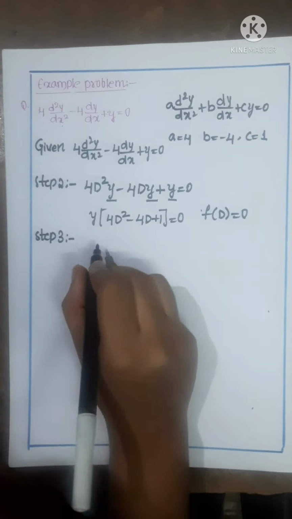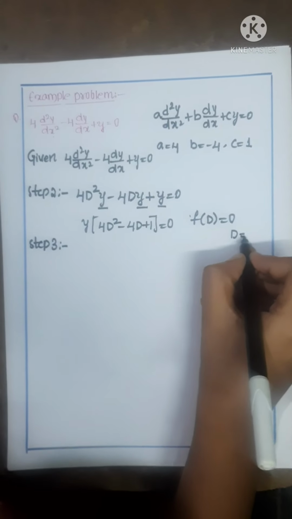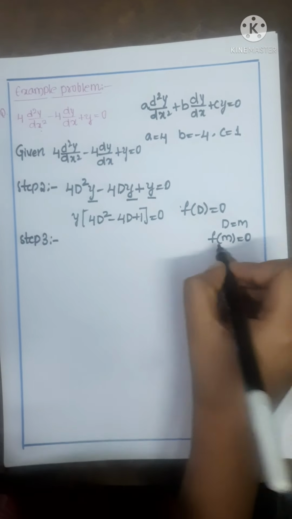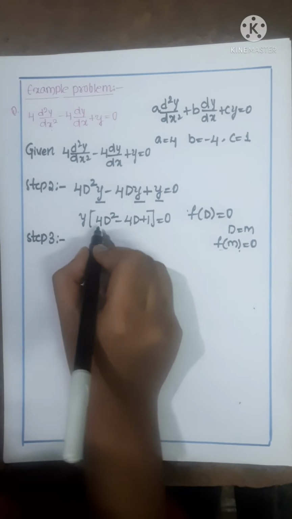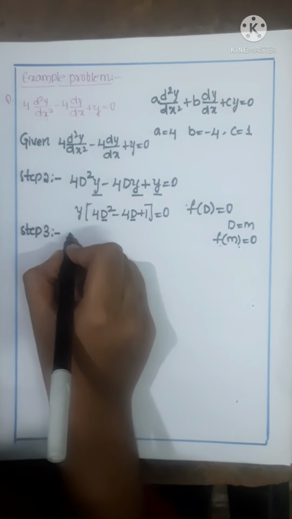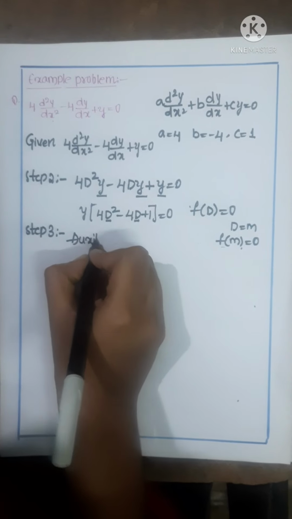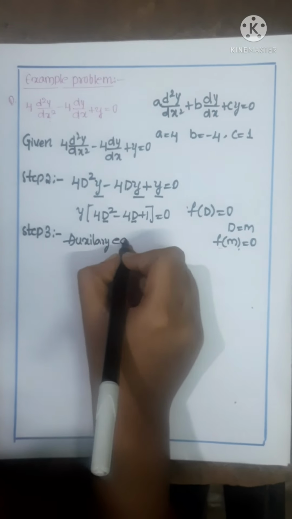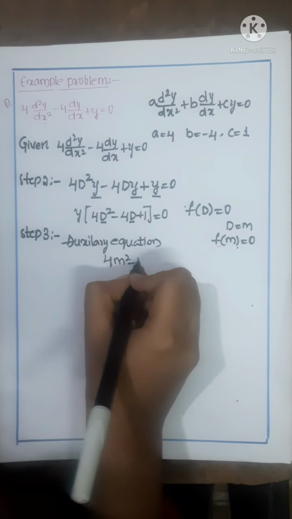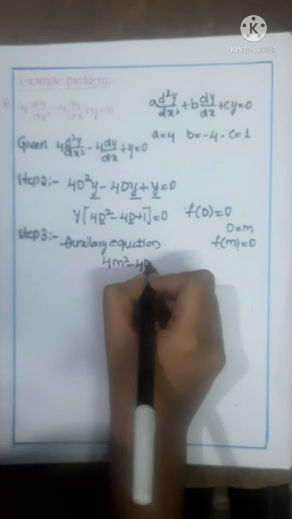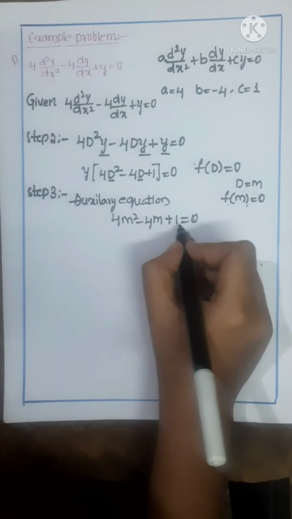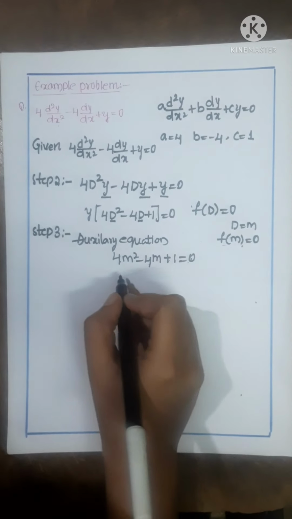So next step is to find the auxiliary equation. To find the auxiliary equation, we know that we have to replace D with m, and the auxiliary equation is f of m equals 0, meaning there are no y terms in this. So we replace D and D square with m and m square. So the auxiliary equation is 4m square minus 4m plus 1 equals 0. Here we can see the equation is in quadratic form, so we have to find the roots.